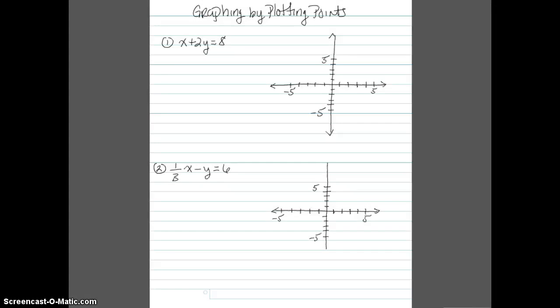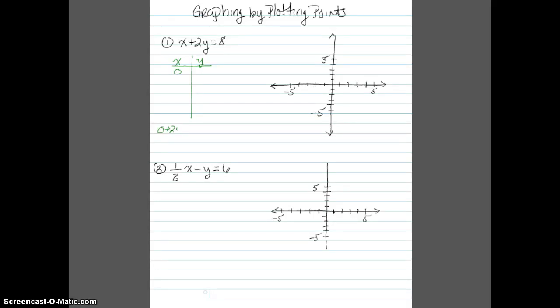Okay, so let's take a look at these two examples. First one, x plus 2y equals 8. First thing I'm going to do is set up a table of values to just keep my ordered pairs organized. And I'm going to choose any value for x. I'm going to choose 0. It seems to be a nice easy value to plug in.